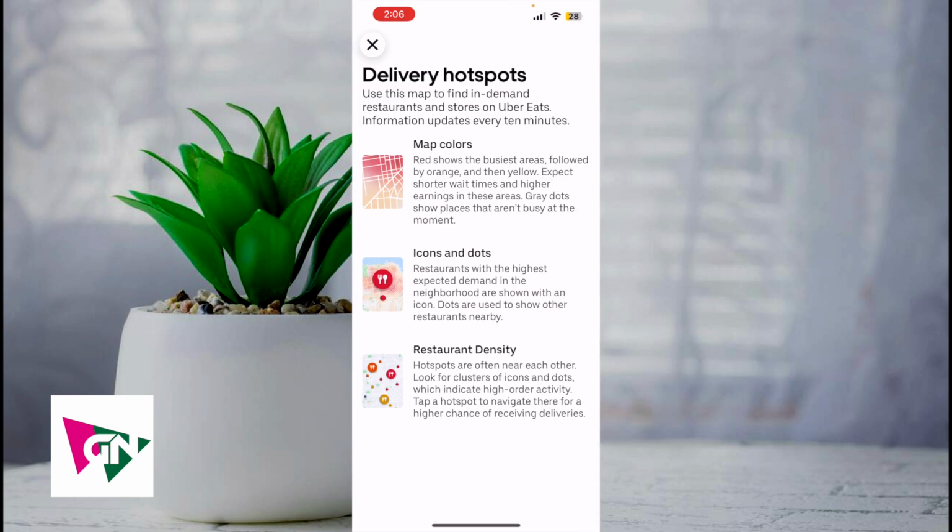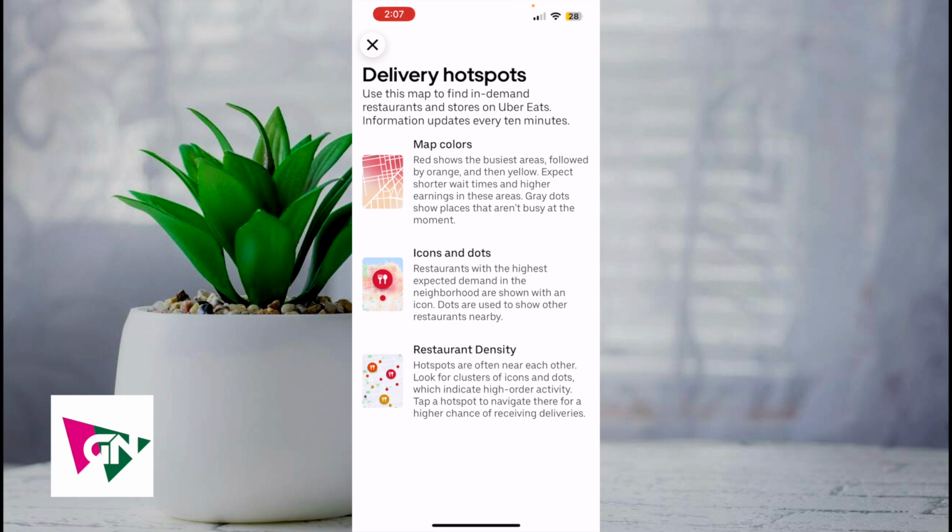So the best way to explain it is that the map colors, red shows the busiest areas, followed by orange and then yellow. And then if it's completely blank, that means it's not a hotspot. So basically what a hotspot is, if you navigate towards that hotspot, you should expect shorter wait times and higher earnings in those areas. Gray dots show places that aren't busy at the moment. So if you're just starting off your shift, you want to go ahead and navigate to where the hotspots are.